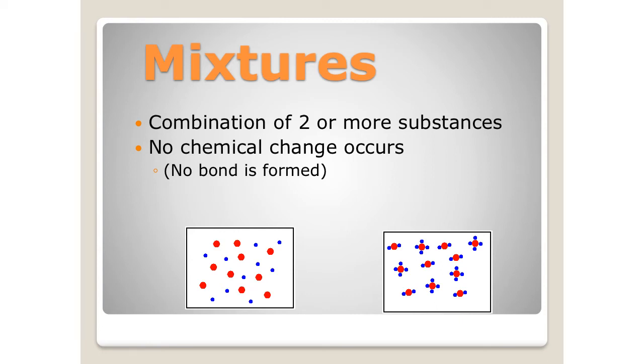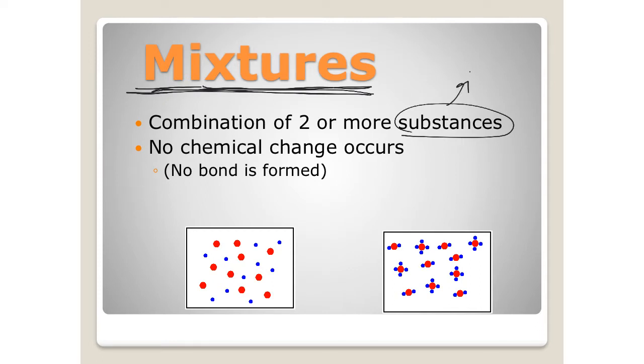In this video, we are going to be focusing on mixtures. So we'll be looking at mixtures and figuring out what they look like and what their properties are. So a mixture is a combination of two or more different substances. Now remember, a substance can be either an element or a compound.